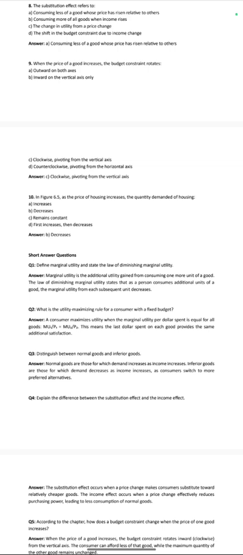Answer. Marginal utility is the additional utility gained from consuming one more unit of a good. The law of diminishing marginal utility states that as a person consumes additional units of a good, the marginal utility from each subsequent unit decreases.